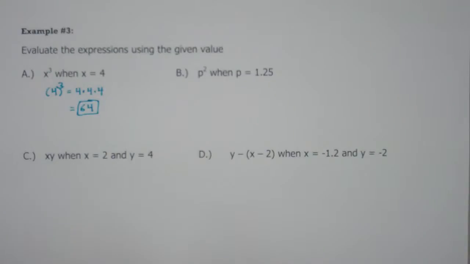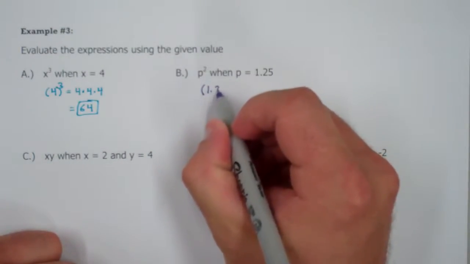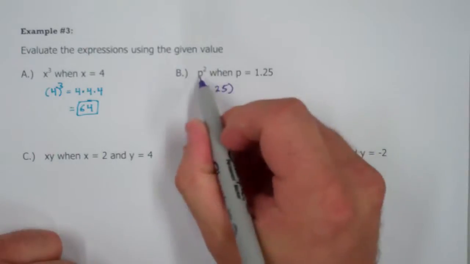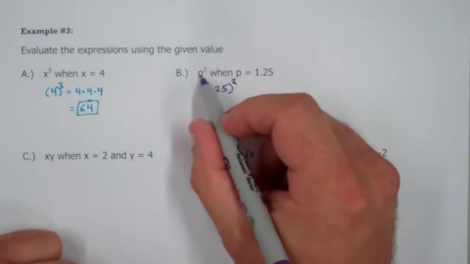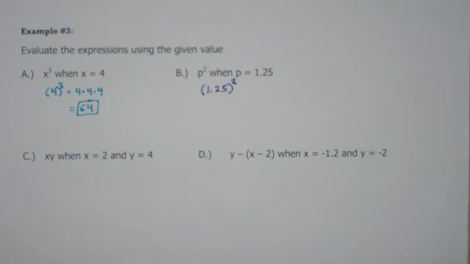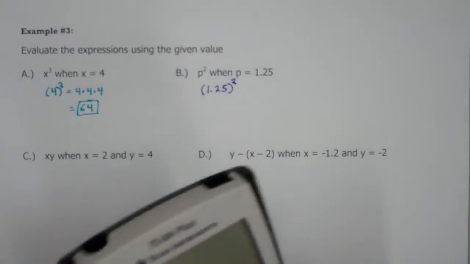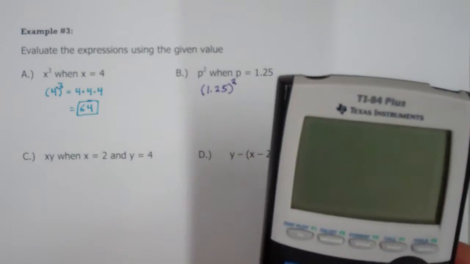For b, we've got a different variable, p. P is being squared, and p is equal to 1.25. Yikes, a decimal. Yes, decimals are numbers too. Be comfortable with decimals. So we can take the p out in the original expression, p squared. And we still need to square that value, though. p is being squared, so 1.25 is going to be squared. I don't know about you, but I don't have this one memorized. 1.25 squared, or 12.5 squared. Yikes, I don't know what that is.